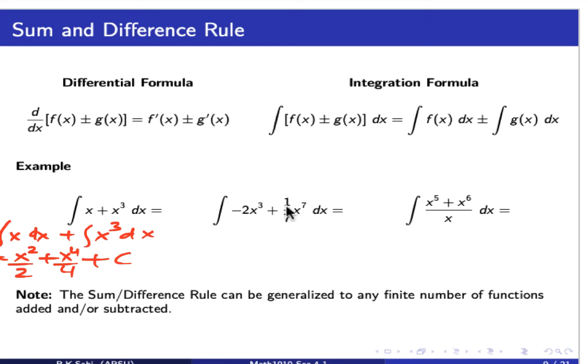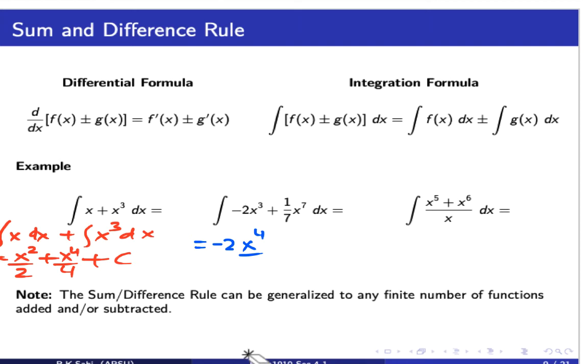Okay, now this one: minus 2x cubed plus 1 over 7 x to the power 7. You've seen these things before. Now we're going to just apply it in one go. So this will be equal to, now remember it has a constant, so keep the constant next to it and apply the integral over x cubed, which is x to the power 4 over 4.